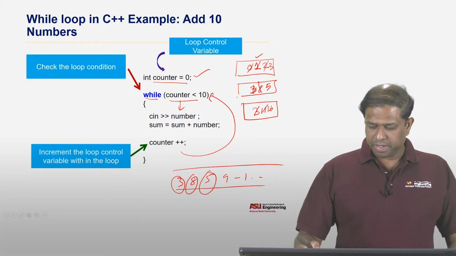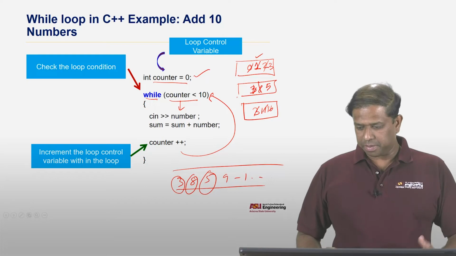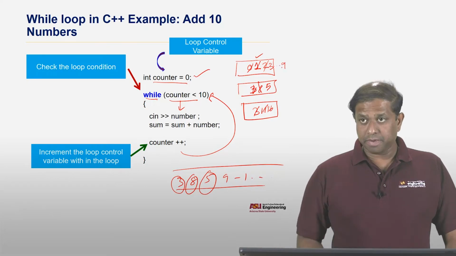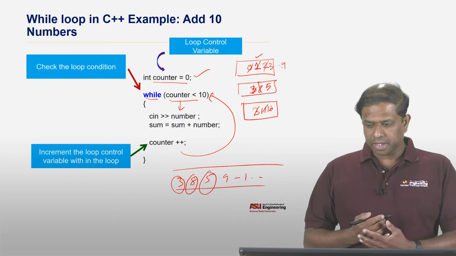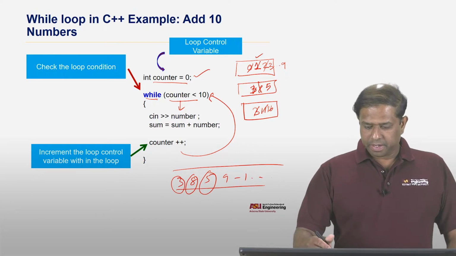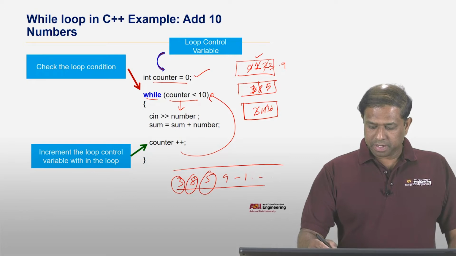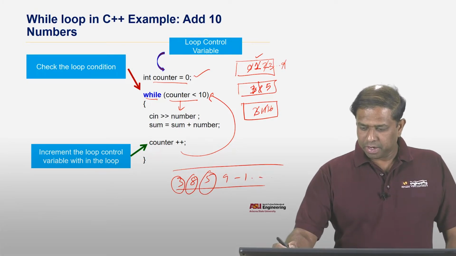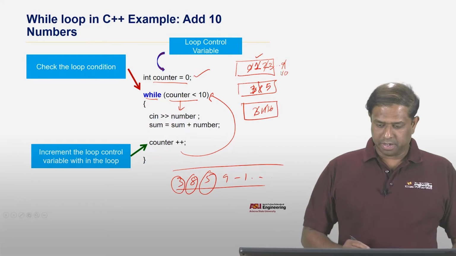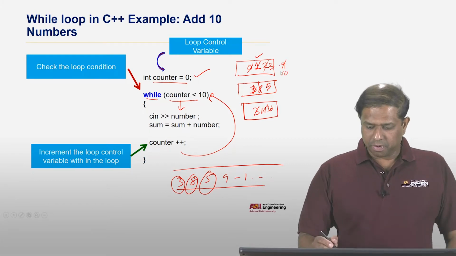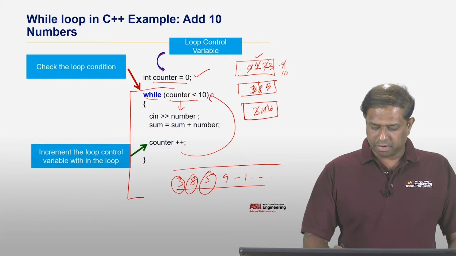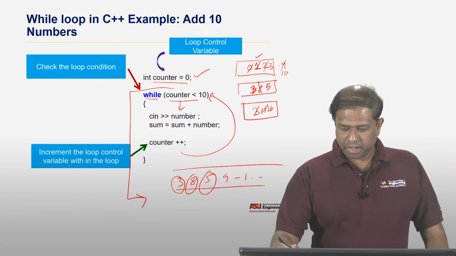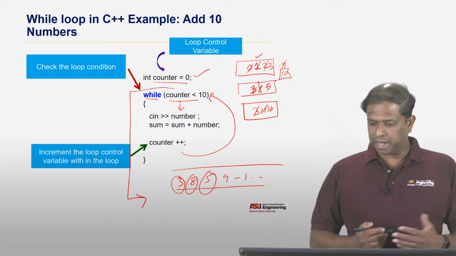So likewise we continue reading the rest of the numbers, right? Ultimately counter will be 9. When you are done reading the 10th number, we add that number to the sum and then increment counter by 1. So then counter becomes 10. Now 10 less than 10 is false, so therefore we get out of the loop, right? When you get out of the loop, the value of the counter is essentially 10, right?